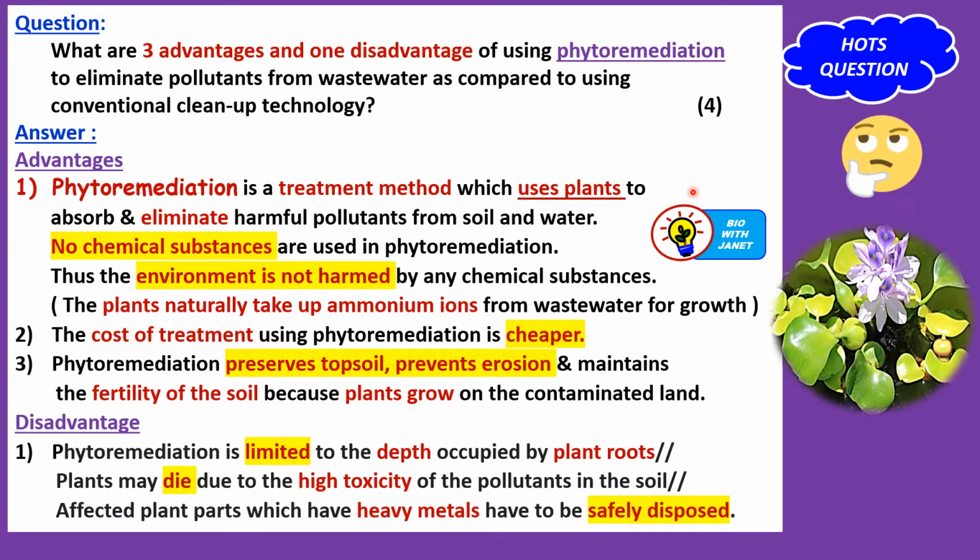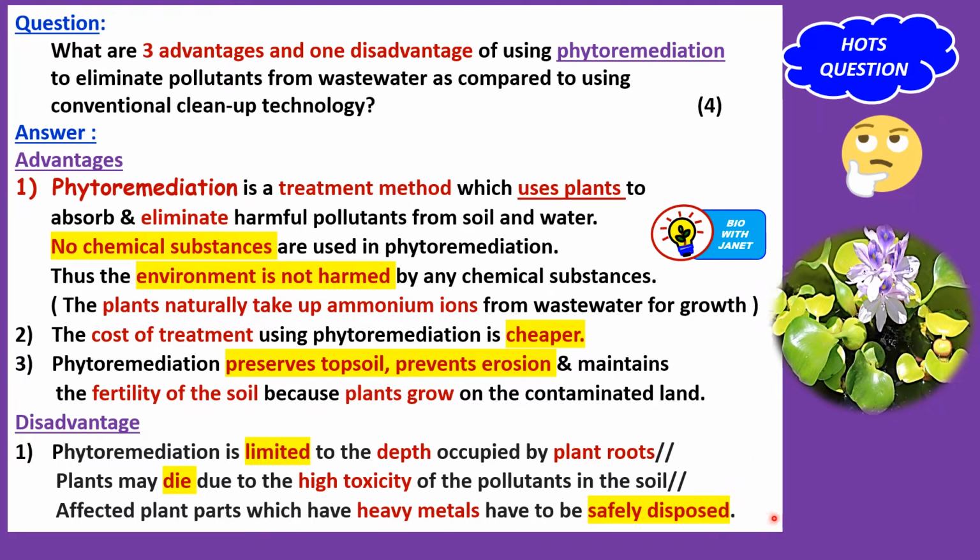Now the disadvantage, we are supposed to give one disadvantage. One disadvantage of phytoremediation is that it's limited to the depth occupied by the plant roots. Phytoremediation is limited by how far the plant roots grow downwards, because it's the plant roots that absorb these toxic chemicals and other substances. Plants may also die. This is the second disadvantage. Plants may die due to the high toxicity of the pollutants in the soil. After accumulating a lot of these toxic substances, the plants themselves may die.